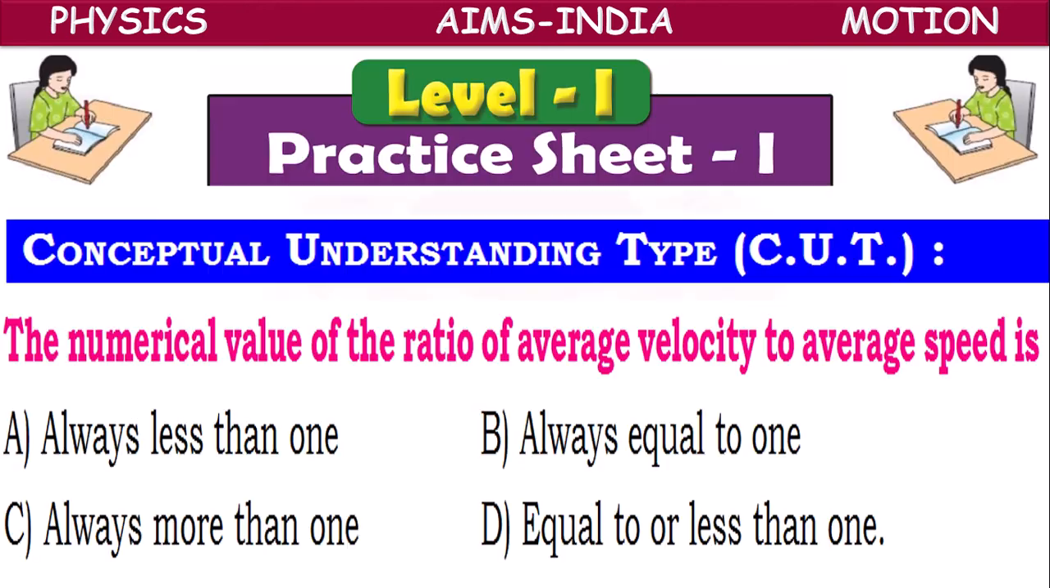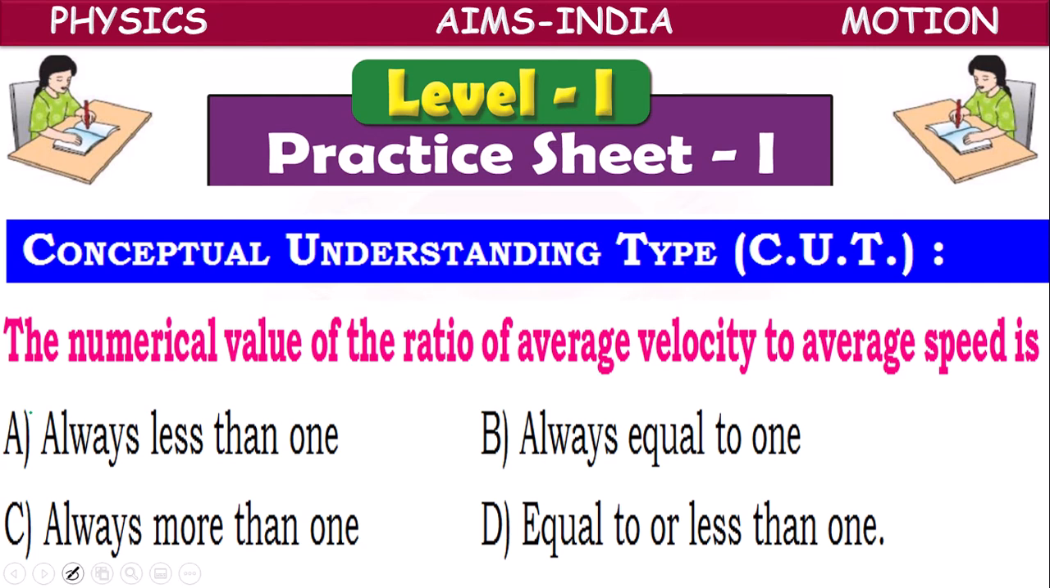Now let's solve problems. Level 1 practice sheet, conceptual understanding type. Each question will be given 4 options. Only one option will be correct, and you will be getting 3 marks for each correct answer.